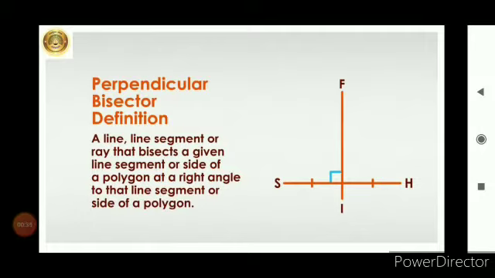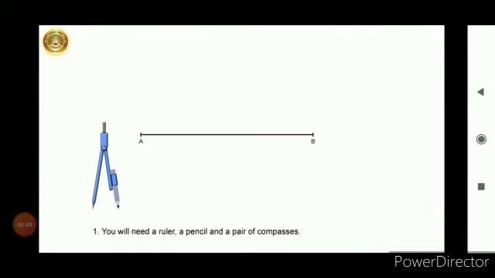You observe the road divider. It is so constructed that it is at an equal distance from both sides of the route. So let's revise the construction of the perpendicular bisector of a line segment. For this you will need a ruler, a pencil and a pair of compasses.